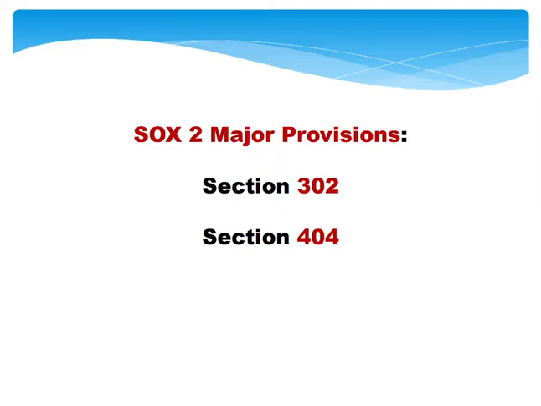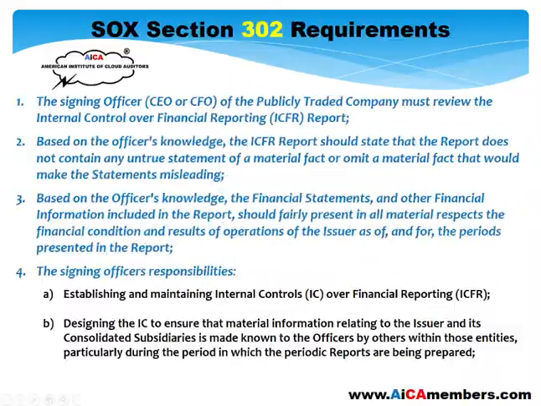So the Sarbanes-Oxley Act, or SOX, has two major provisions, Section 302 and Section 404. SOX Section 302 requirement: the signing officer, which is the CEO or CFO of the publicly traded company, must review the internal control over financial reporting report. Based on the officer's knowledge, the ICFR report should state that the report does not contain any untrue statement of a material fact or omit a material fact that would make the statement misleading. Based on the officer's knowledge, financial statements and other financial information included in the report should fairly present in all material respects the financial condition and results of operations of the issuer as of and for the period presented in the report.